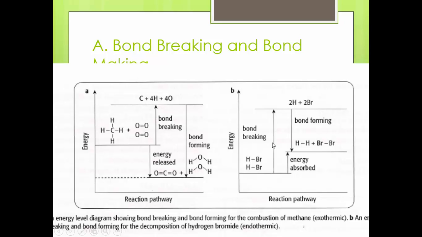Here, we decompose hydrogen bromide, which again, you should know a decomposition is endothermic. The bonds to break are greater than the bonds forming, so the energy needs to be on the reactant side, so it's endothermic, to counterbalance the breaking of hydrogen bromide.